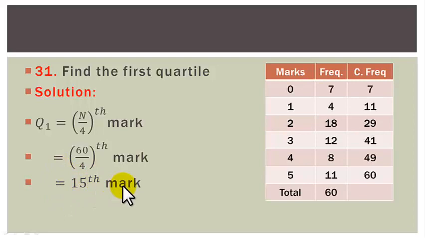The 15th mark here falls in the range of the cumulative frequency from 12 to 29. That is, starting from number 12 to number 29, the marks are all 2's. That is, the 15th mark is equal to 2. Therefore, the first quartile is equal to 2.